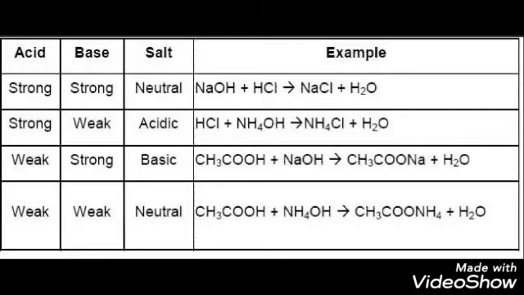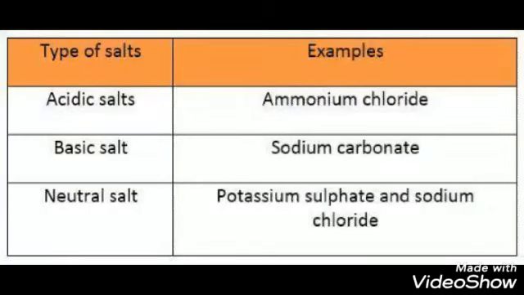When both acid and base are strong, then the salt formed is referred to as neutral salt. For example, HCl is a strong acid and NaOH is a strong base. When these two react with each other, they form sodium chloride, which is a neutral salt. In all these reactions, hydrogen from acid and hydroxide from base combine together to form water. So the nature of the salt depends upon the nature of the parent acid and parent base.